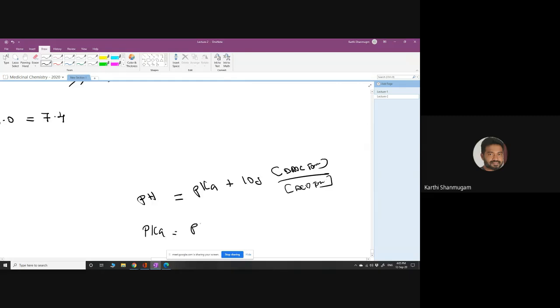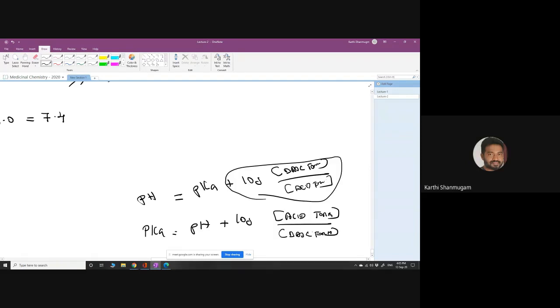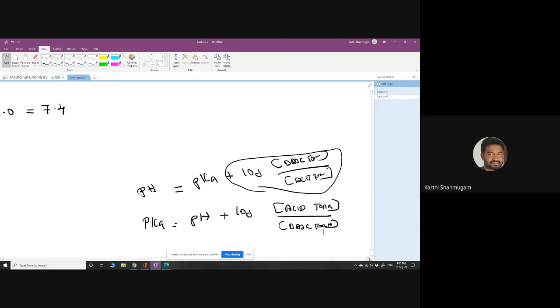pKa is equal to pH. What will happen for this term? Minus log base form by acid form. Okay, so if I need the same plus, what should I do? Acid by base, log. So can I write like acid form by base form? Is it right? What I have written is right or wrong? I'm not good in math, you have to tell. Yes, sir, it's right.